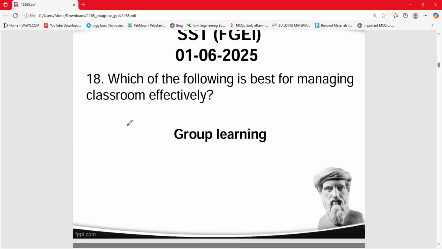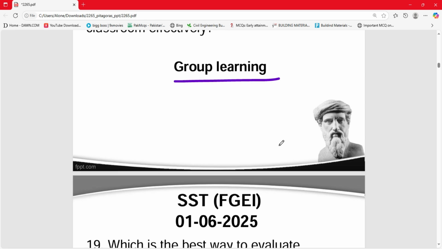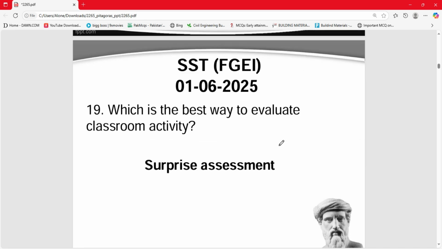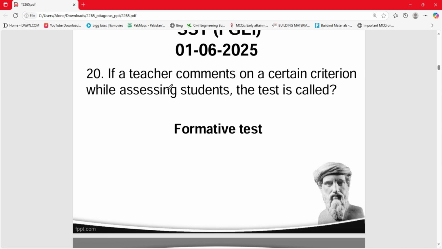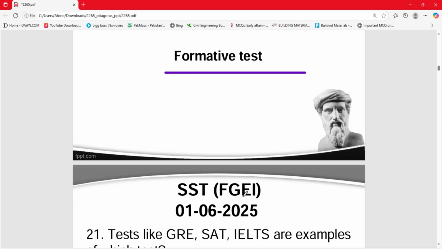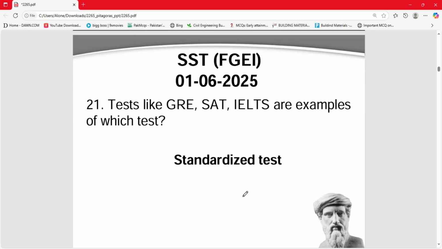Next question is: which of the following is best for managing a classroom effectively, and the right answer is group learning. In group learning, you can make your classroom very effective. And next question is, which is the best way to evaluate classroom activity? And the right answer is surprise assessment. If a teacher comments on a certain criteria while assessing students, the best is formative test. Tests like GRE, IELTS are examples of standardized tests.